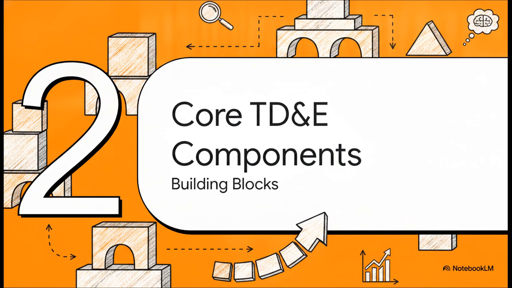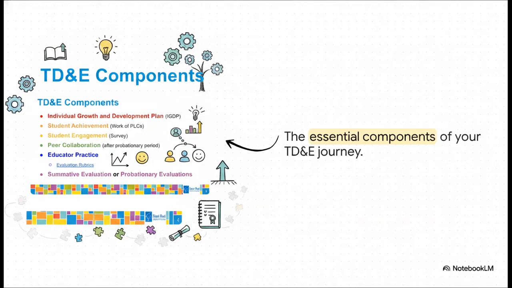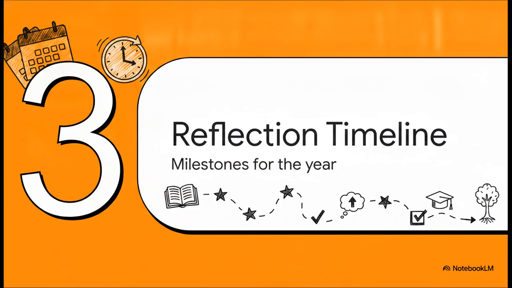Section 2, core T&D components. So how do we actually measure and support that growth? Let's look at the specific building blocks. These are the essential components that make up your TD&E journey. It all anchors on your individual growth and development plan. We call that the IGDP. We also look closely at student achievement and student engagement. And finally, we look at educator practice through our evaluation rubrics. You'll probably notice peer collaboration is on this list too, but you'll actually dive into that later, after your probationary period.